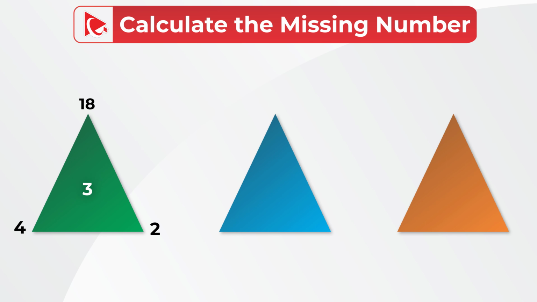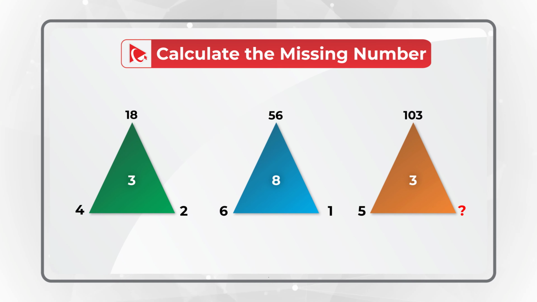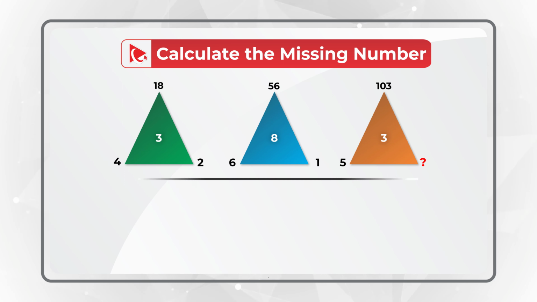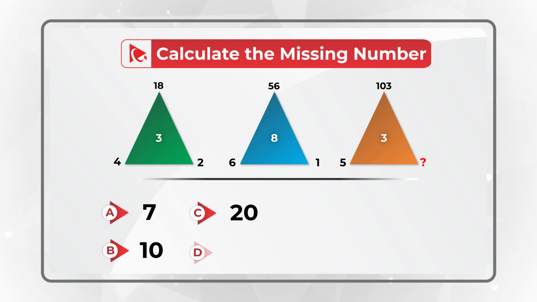Second triangle has outside numbers 6, 56, and 1, and has 8 in the middle. And then the third triangle has number 3 in the middle, and numbers 5 and 105 on the outside. In the upper right corner of the third triangle, you have a missing number, which you need to calculate out of 4 different choices. Choices A, 7, choice B, 10, choice C, 20, and choice D, 30.